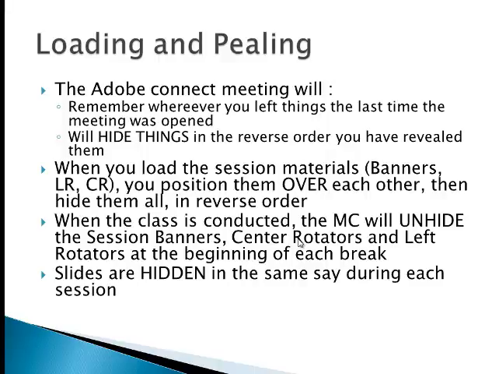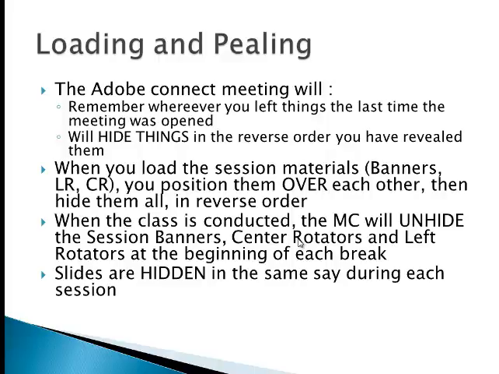So an Adobe Connect meeting will remember wherever you left things the last time the meeting was open, and will hide things in the reverse order from what you revealed. So when you load the session materials, that is the banners, left rotators, center rotators, and slides, you basically put them over each other. You first put session 5, then 4, 3, and 2, and 1 all over each other. That way, when the class starts, you can hide the one on top and reveal the one underneath.